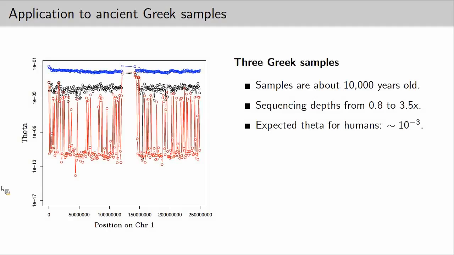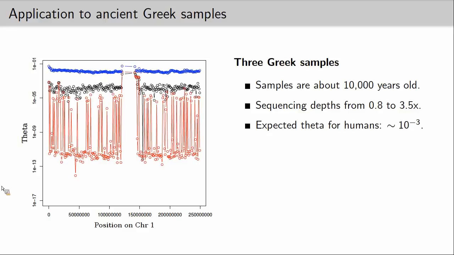We were quite excited and then just took our 3 Greek samples here. These samples are up to about 10,000 years old. We had sequencing depths between 0.8x for the worst and 3.5x for the best sample. And then we ran our estimator. So these are the results we got, and we compare them to our expectations.